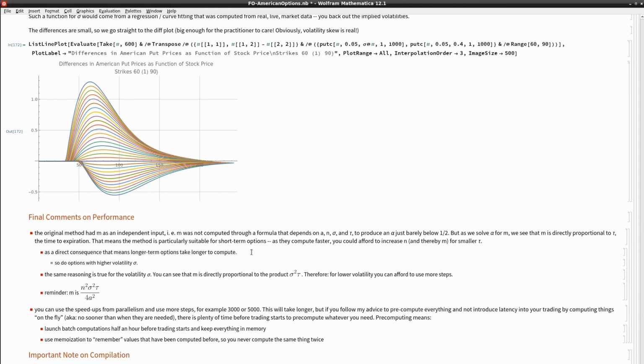Okay, that's the unfortunate side of it, but typically we need more precision on the short-term options than the long-term options. And typically we have more short-term options in the portfolio than long-term options.